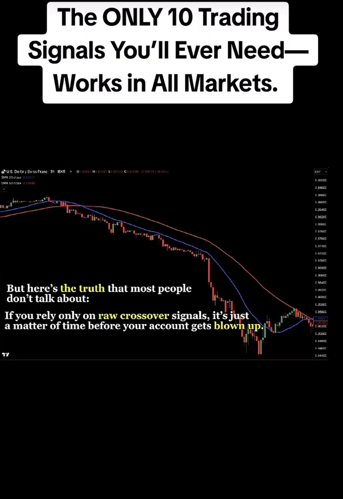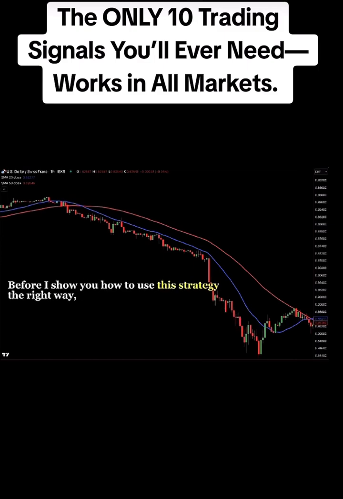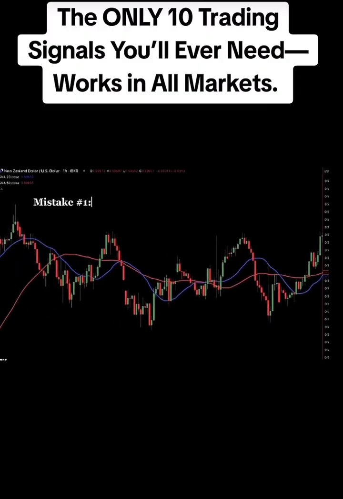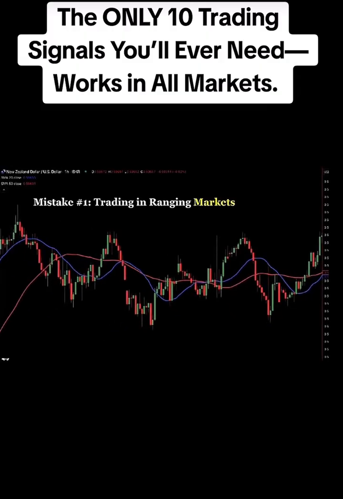If you rely only on raw crossover signals, it's just a matter of time before your account gets blown up. Before I show you how to use this strategy the right way, let's go through the biggest mistakes traders make with crossover strategies so you can avoid them too. The first mistake is trading in a ranging market. This strategy only works well in trending markets.